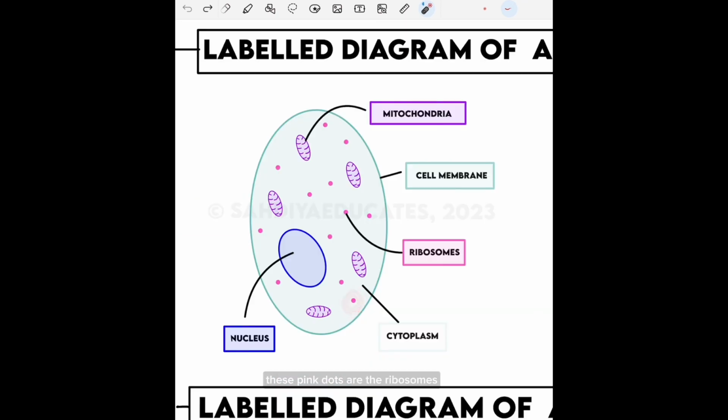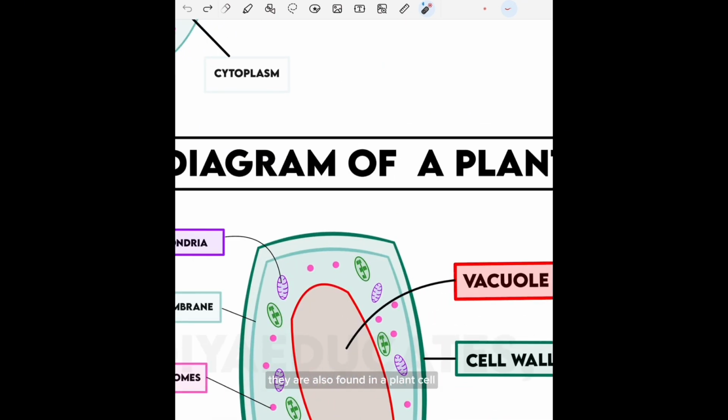These pink dots are the ribosomes. They are also found in a plant cell. The ribosomes is where protein synthesis takes place. That basically means where proteins are made.